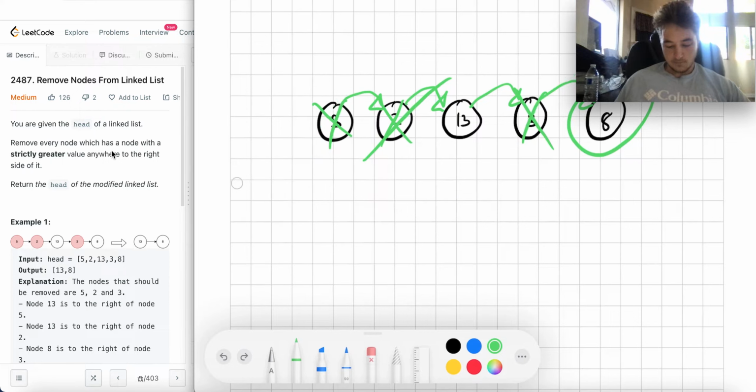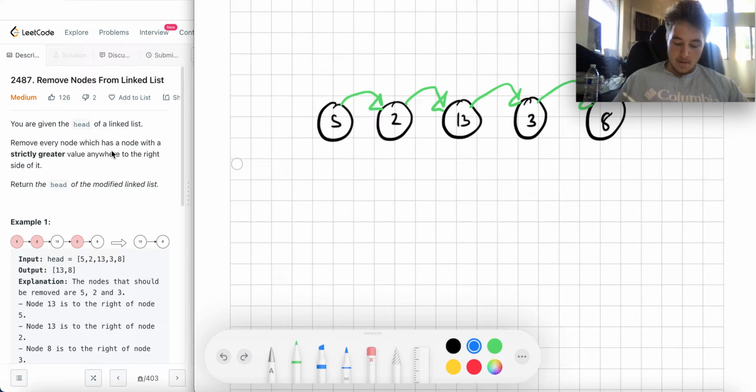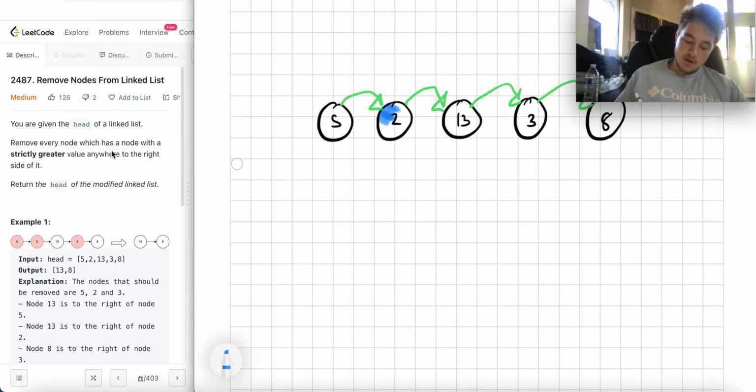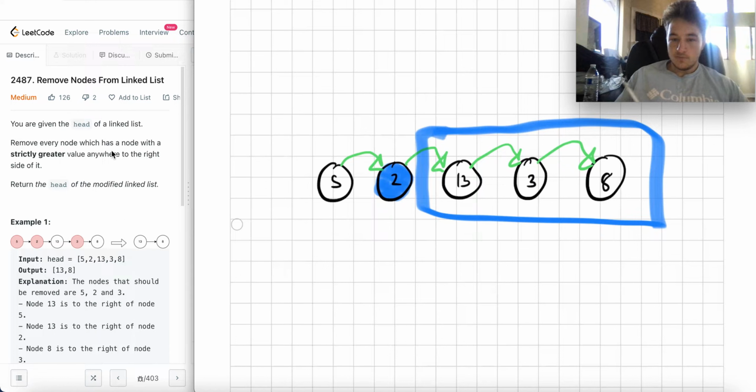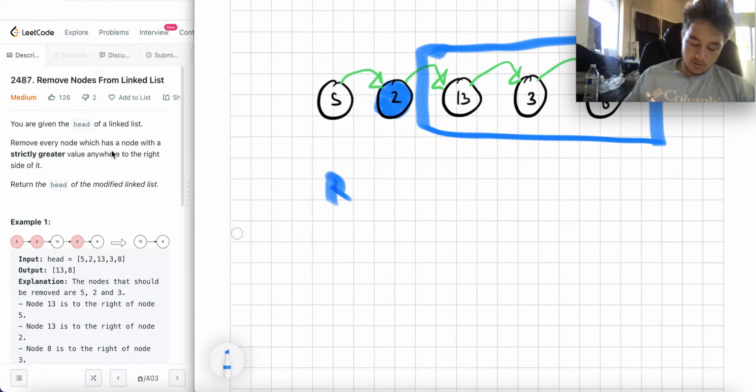Well, before I can make a decision about a node 2, I have to have traversed all the nodes that are to the right of 2. Before I can make a decision about keeping a node or discarding a node, I have to have information about everything that comes to the right of a node. So we're going to do a recursive solution.